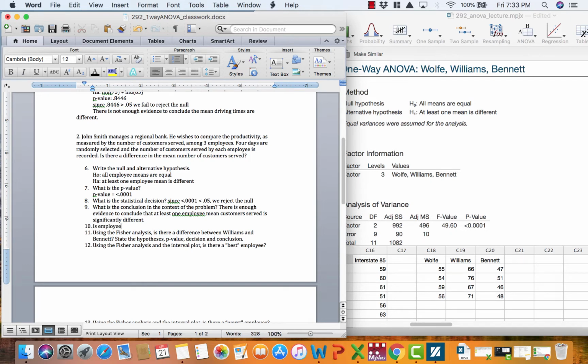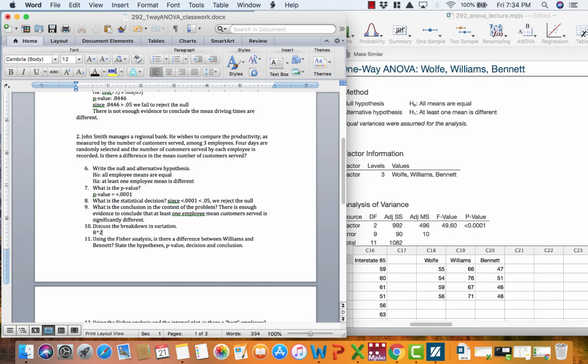Is employee a good explainer? I guess I shouldn't word it that way yet. Let's do this. I keep thinking of more questions. How about this? Discuss the breakdown and variation. All right, discuss the breakdown and variation. So this is where we are going to look at R squared.